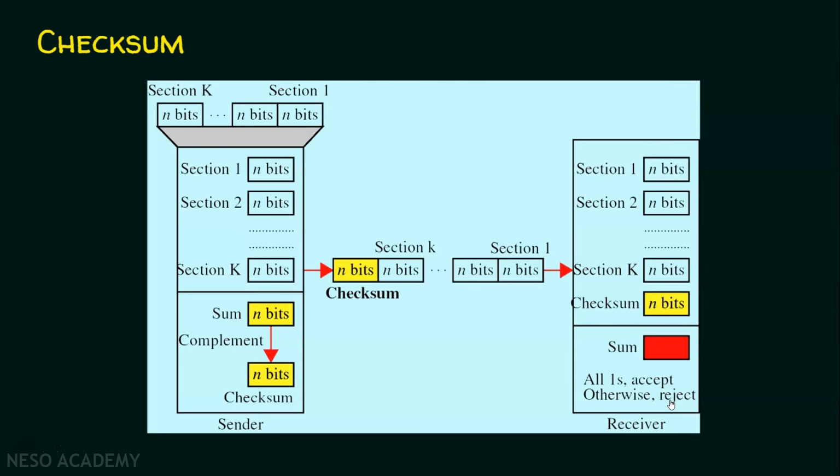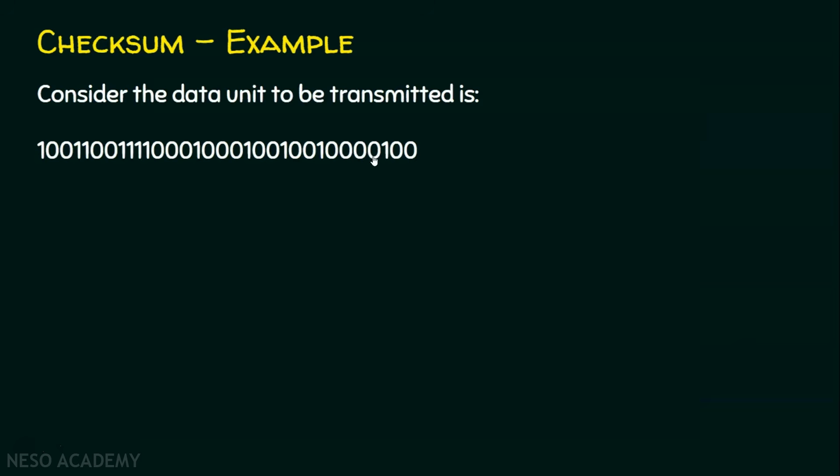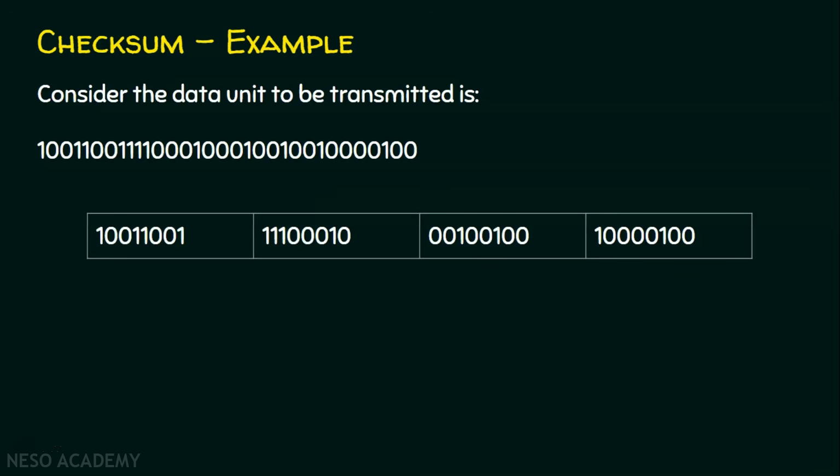Let's understand the checksum's operation with an example. Let's consider the data unit to be transmitted is this one. Now we know step number 1 is breaking the message into blocks. So we are breaking this original message into 4 blocks, 1, 2, 3, 4, and each block has 8 bits. Up to this is block 1, up to this is block 2, here is block 3 and here is block 4. Now let's see what the sender does.